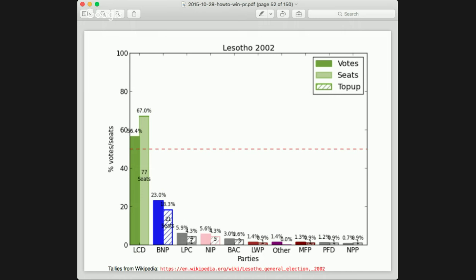Without these extra seats, the LCD would have had its bar right up there, and there would be no opposition, right? So here's a situation in which first past the post would have given one party all of the power and no opposition, and a more proportional system didn't make it perfectly proportional, right? There's still disjunctions there, but they have other parties that have a significant amount of power.